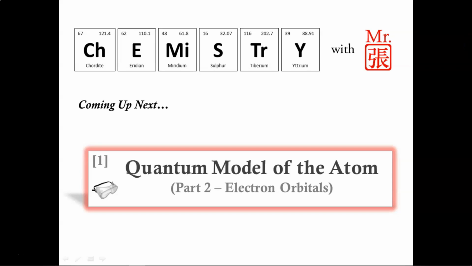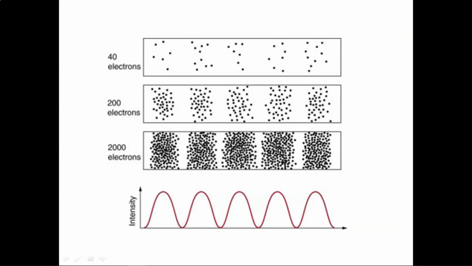In this video tutorial, we will continue our lesson on the quantum model of the atom. Specifically, we will be looking at electron characteristics and their atomic orbitals. In part 1 of our video tutorial, we briefly introduced the concept of wave-particle duality, how very small particles like electrons or photons can have properties of both waves and particles.